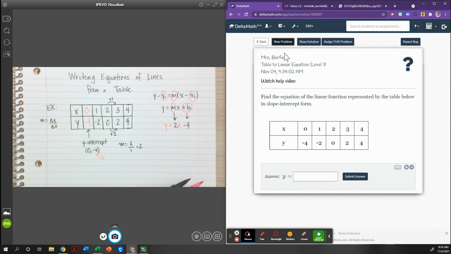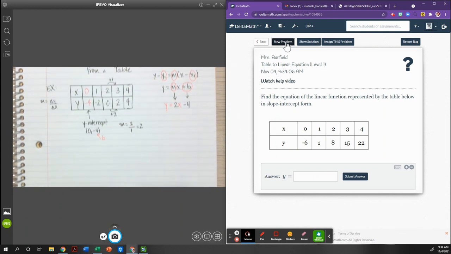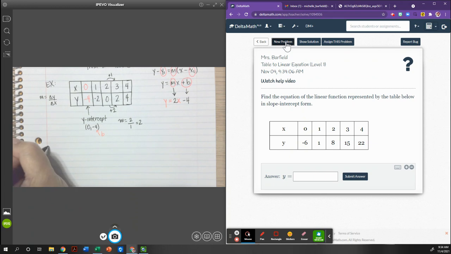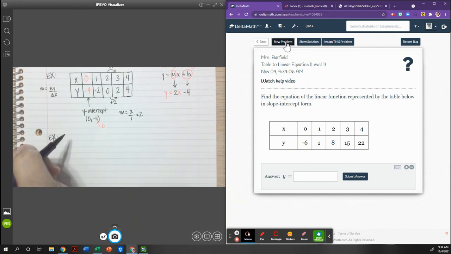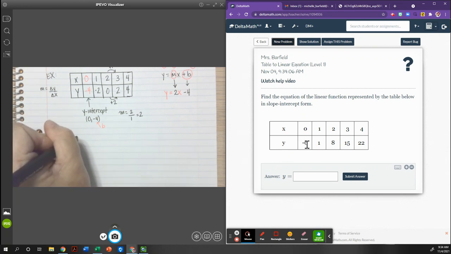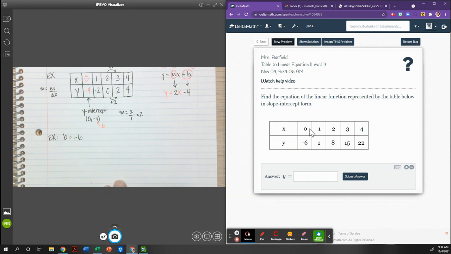All right, let's look at another one. New problem. Here's my example. I'm not going to recopy the whole table, because I'm going to do this really quickly. I can see right there, if you can see my mouse, I've got my 0, -6, so that means I know b equals -6. Let me real quickly write down 2 of the points.